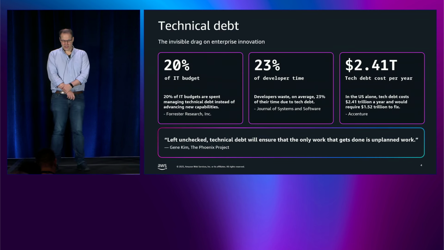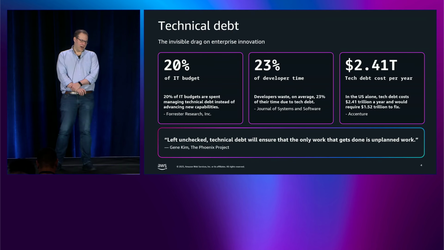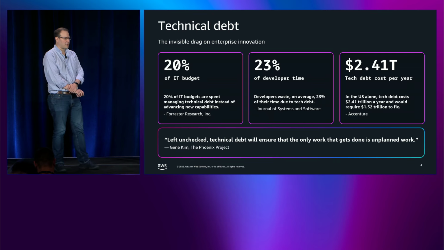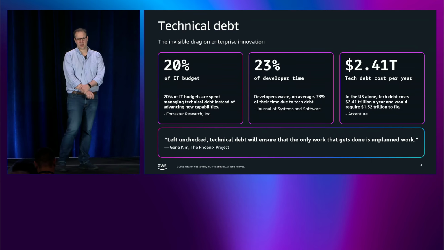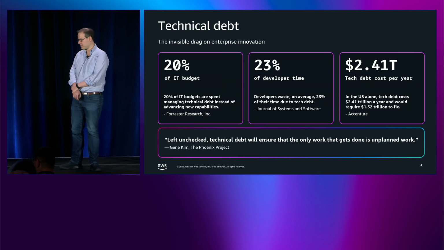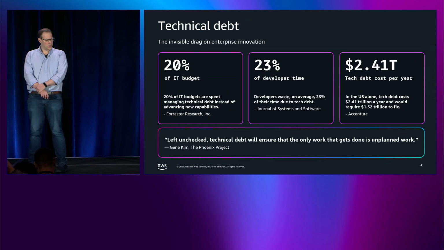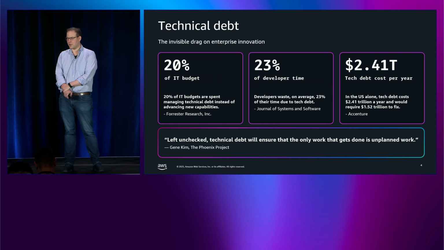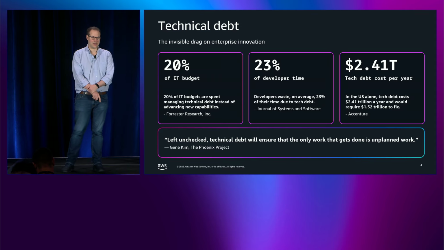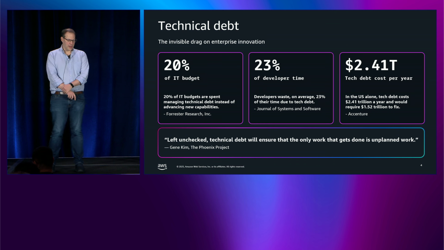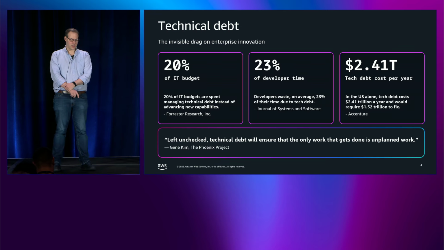So let's talk about technical debt. 20% of IT budget is currently spent trying to address technical debt. That is a lot of resources that would otherwise be spent on innovation, and that's probably a lower estimate. 23% of developer time is lost because there is tech debt. That is not the time spent to address tech debt. That is lost because you have tech debt, dealing with older frameworks, dependencies, trying to figure out what to do. Accenture estimates $2.4 trillion of tech debt costs per year in the US alone.